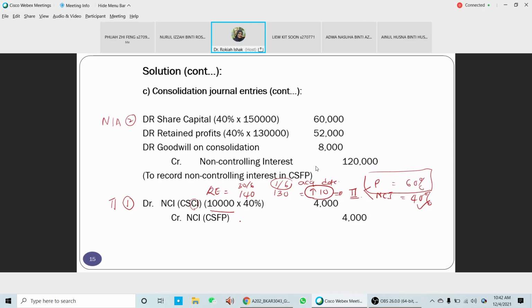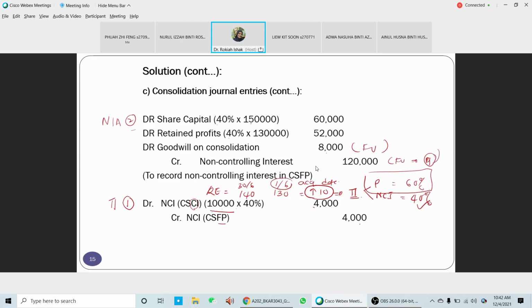Okay, now we look at the allocations of NIA here. The allocation of NIA: share capital 40% times 15, and then retained profit 40% times 130. Goodwill on consideration, you have 8 from the fair value method that we calculated previously. And then the NCI here is 120 from the fair value method, which is slide 9. Refer to slide 9 to get this figure.